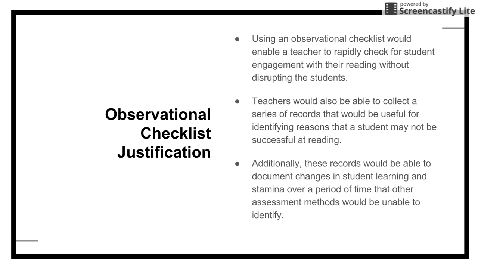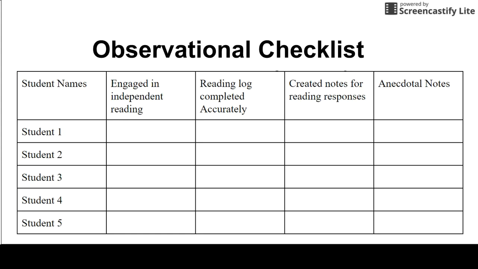The justification that I chose for using an observational checklist is that it would enable a teacher to rapidly check for student engagement while their students are reading without disrupting others. Teachers would be able to collect a series of records that would be useful for identifying reasons that a student may not be successful at reading. And additionally, these records would be able to document changes in student learning and stamina over a period of time that other assessment methods would be unable to identify.